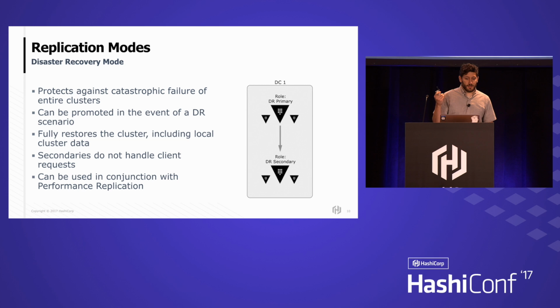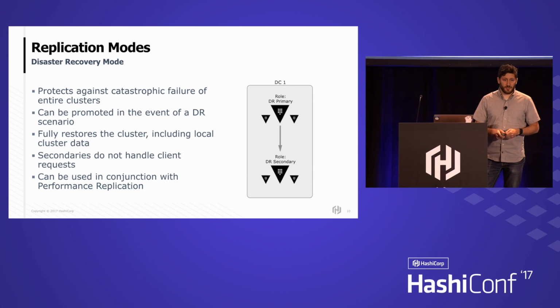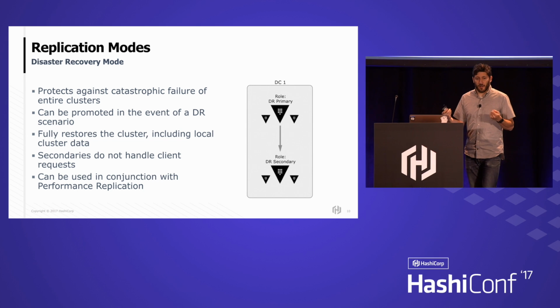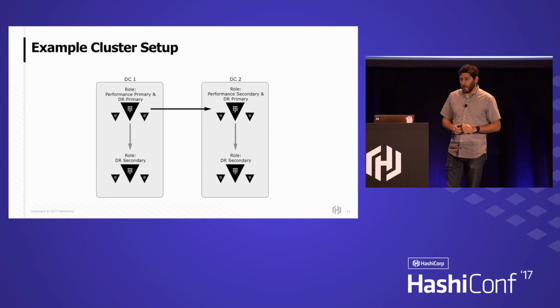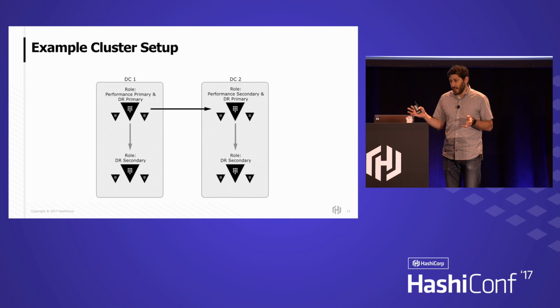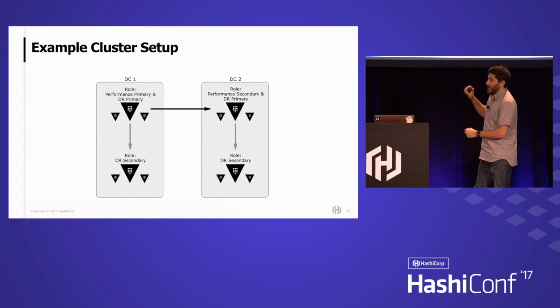And when a secondary cluster is in DR mode, it actually doesn't handle client requests. So it's just sitting there waiting to be recovered in the event of a DR scenario. So that was kind of a lot of information, but hopefully this diagram helps to clear up how these things can be used in conjunction with one another.